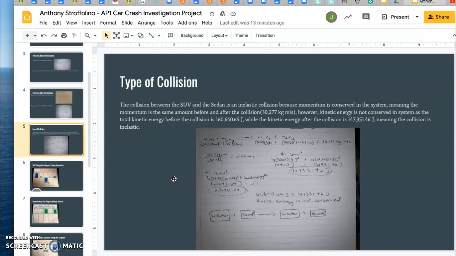For a collision to be elastic, kinetic energy must be conserved. If it's not conserved, it's inelastic. So since the kinetic energy before the collision is more than the kinetic energy after the collision, kinetic energy is not conserved, making the collision inelastic.